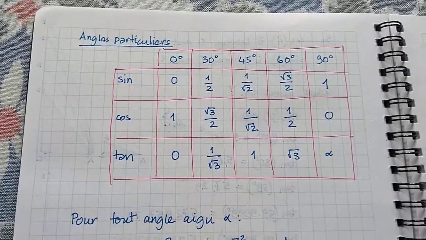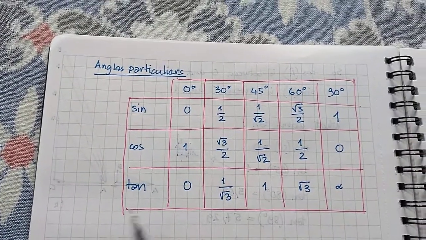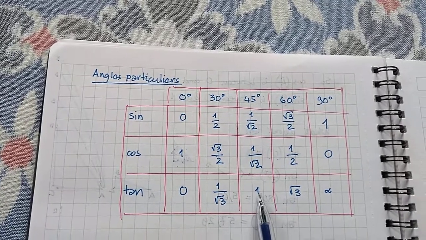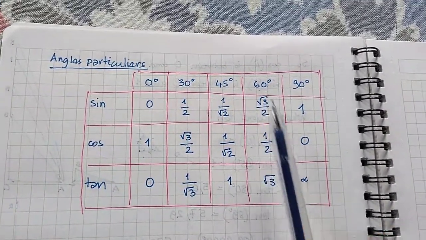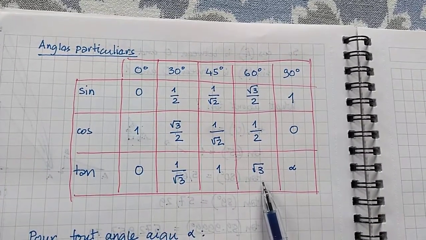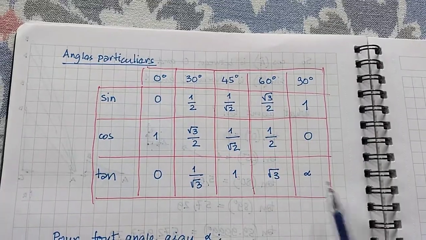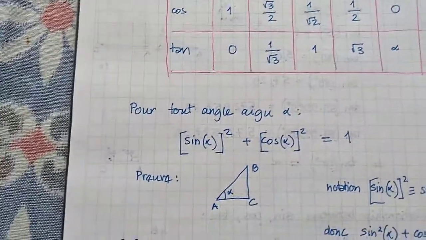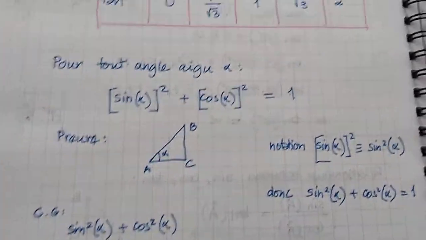And finally, let's take tan. Tan of 0 is 0. Tan of 30 is 1 over root 3. Tan of 45 degrees is 1. We saw that on the previous page. And tan of 60 is root 3. Root 3 is already more than 1. And tan of 90 is infinite. Okay. So now just a final thing, and then this video will end.